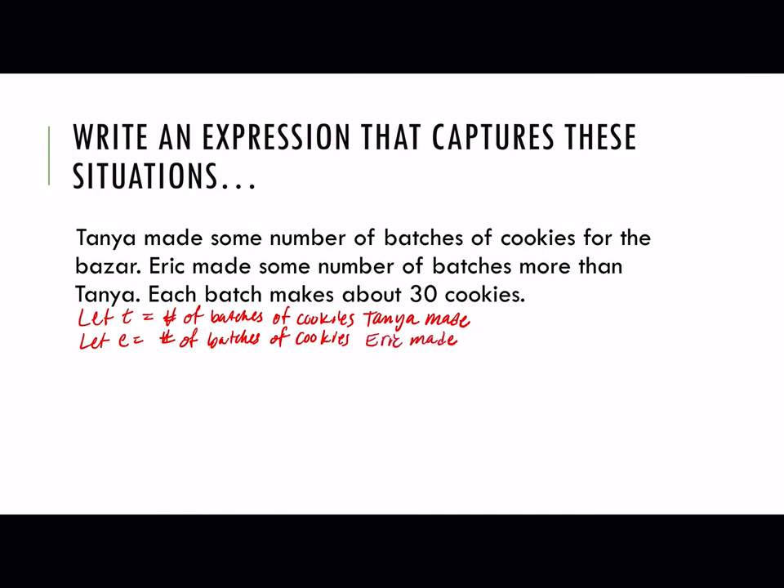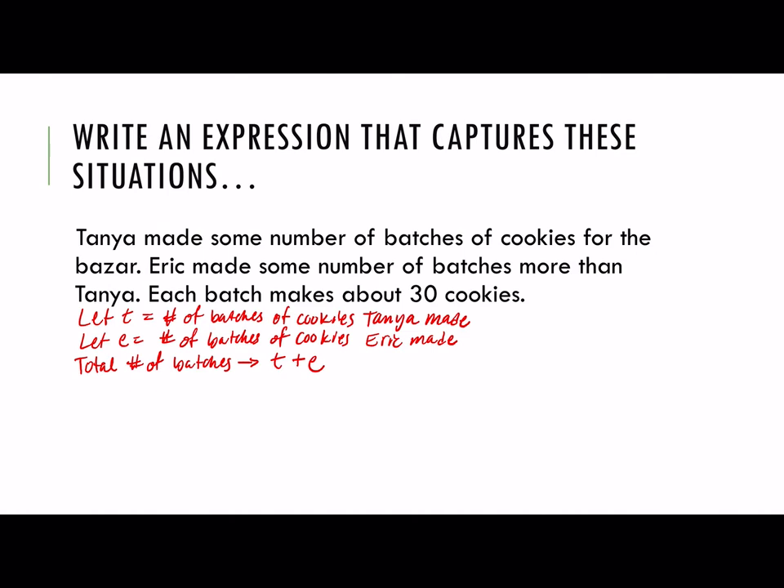Okay. And so what can we say about these batches of cookies? Well, we can find the total number of batches if we want, right? Total number of batches. So you take the number of batches that Tanya made, adding up to the number that Eric made, and there's your expression.